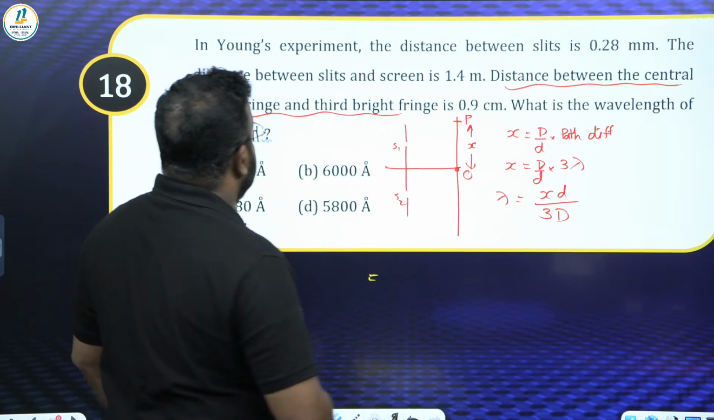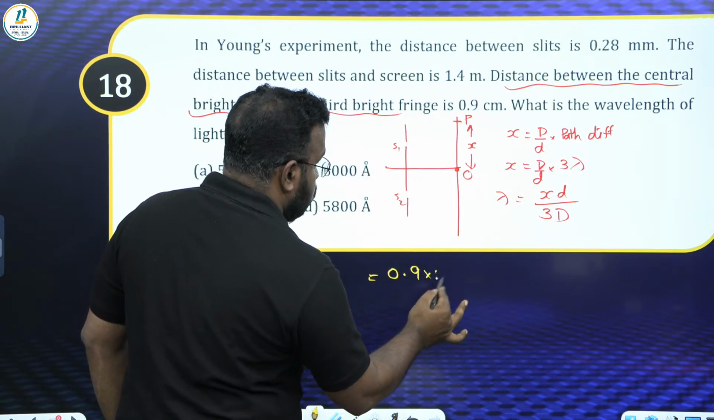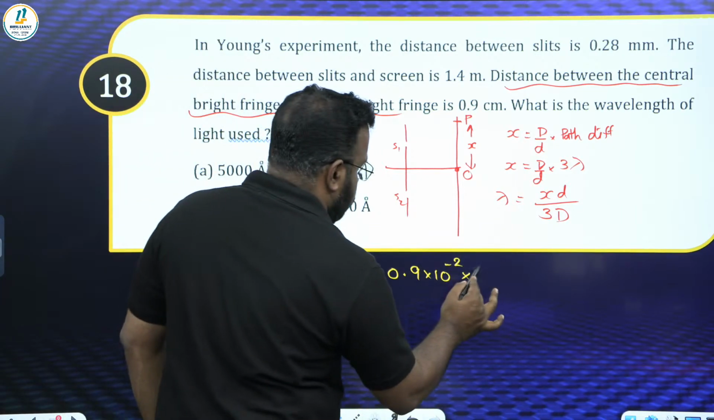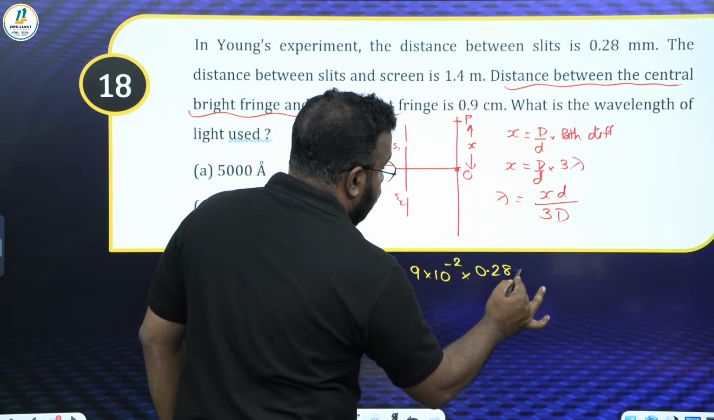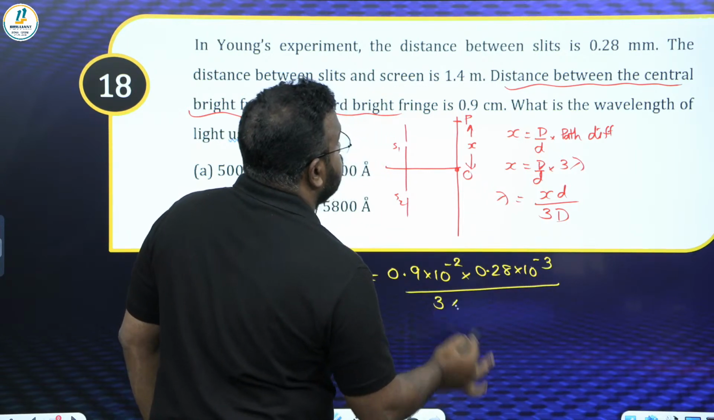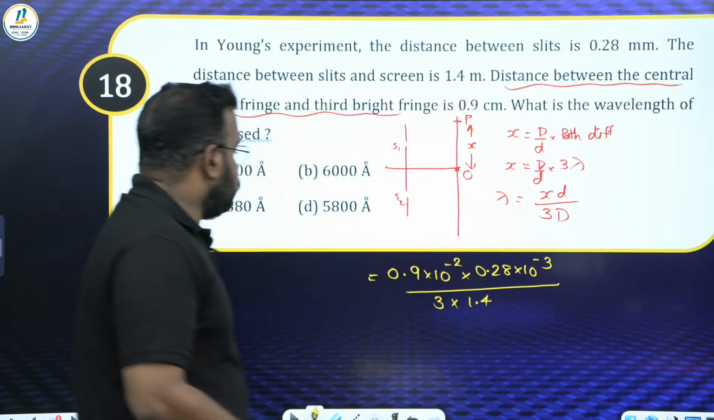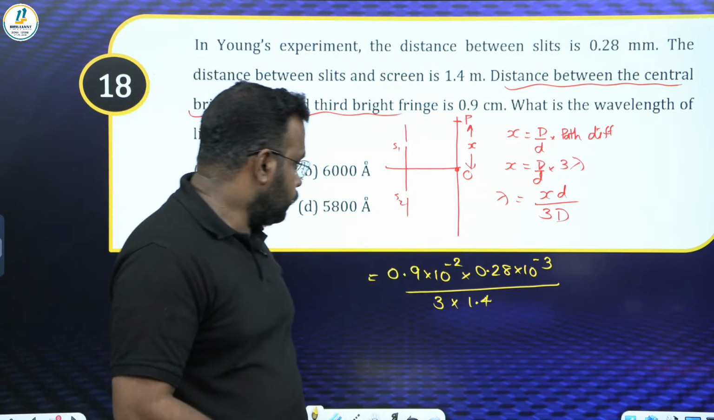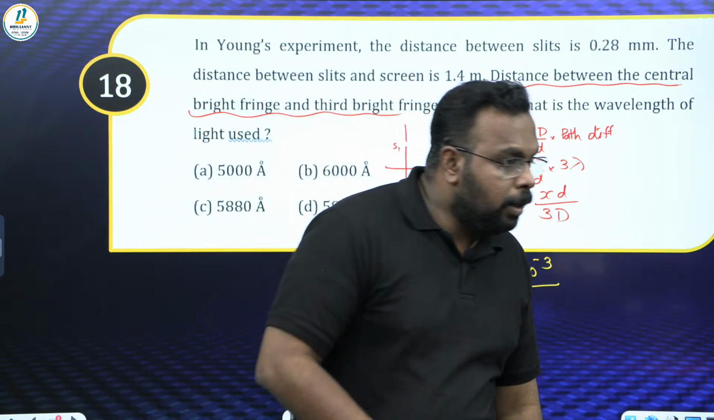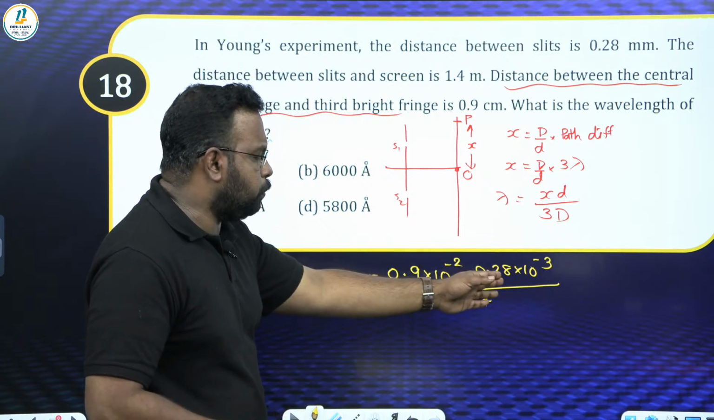X, what is X? Distance is 0.9 centimeters, 0.9 into 10 to the power minus 2. Small letter d, distance between the slits, 0.28 millimeter, 10 to the power minus 3, by 3 into distance between, 1.4. Can you tell me the answer, please? Yeah. Ridha, G, it's B. Very simple, because 9 and 3 are there, 2.8 and 1.4.